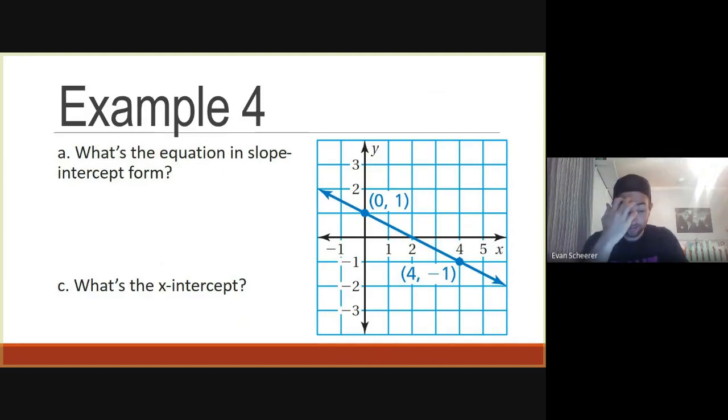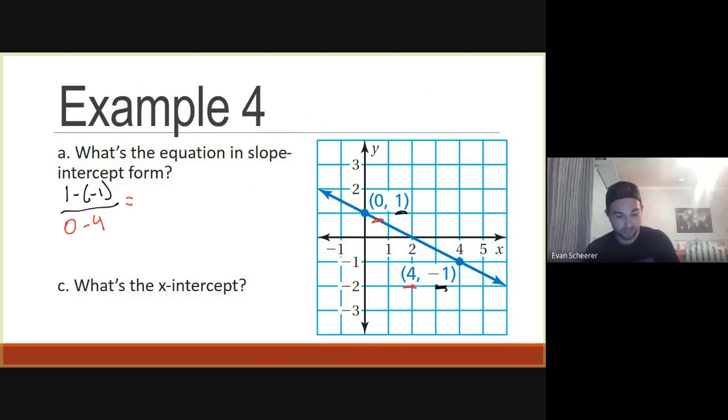So let's go ahead and get this to load. So here we're going to do 1 minus a negative 1. So 1 minus a negative 1 on top. And then on bottom, we are going to do 0 minus 4. Remember to be consistent. 0 minus 4. So therefore, our slope equals 1 minus negative 1 is 2. 0 minus 4 is negative 4. That simplifies to negative 1/2.